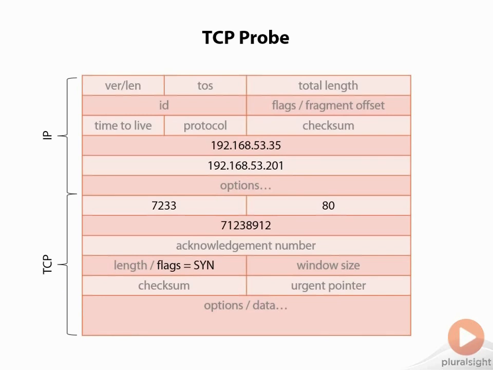The network and transport layer headers for a TCP probe packet look like this. The source IP address is set to the IP address of the testing system, which in this case is 192.168.53.35, and the destination IP address is set to that of the target, 192.168.53.201. The source port is set to an ephemeral port, in this case 7233, while the destination port is set to the target port number of 80. The sequence number is set to a random number and the SYN flag is on.